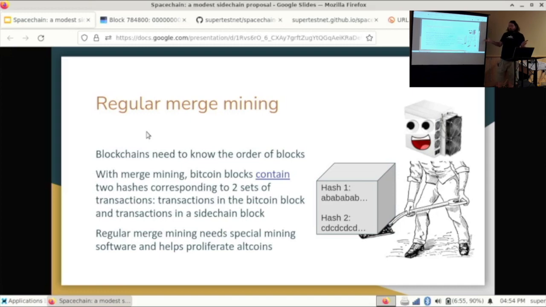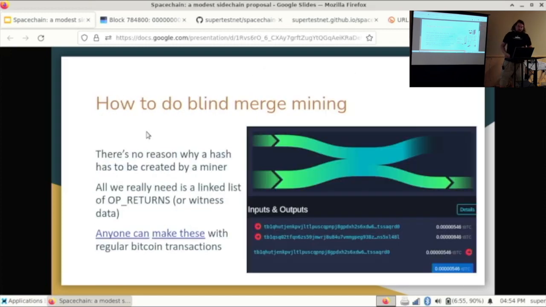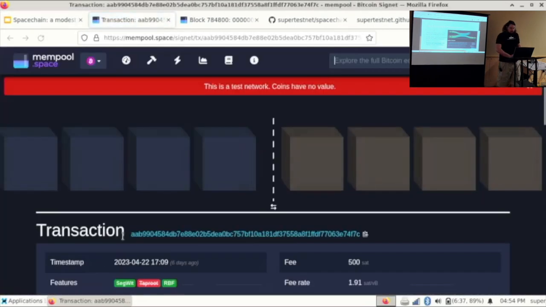Anyone can put data in Bitcoin. So what if we just had the people who are using the sidechain add the hash to Bitcoin? That seems like a reasonable thing. Why make miners do it? They might not even be interested. But yeah, the idea of blind merge mining originates from the fact that all we really need in order to put data in Bitcoin is something like an OP_RETURN, or more recently, as the Ordinals project has shown us, we can even do this with witness data. You can just put random data into a Bitcoin transaction. And anyone can do this.